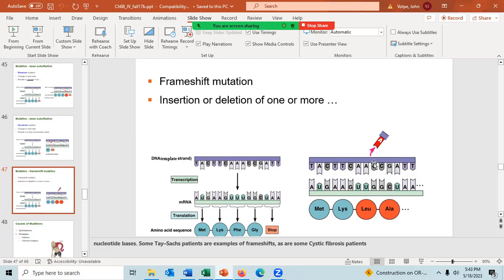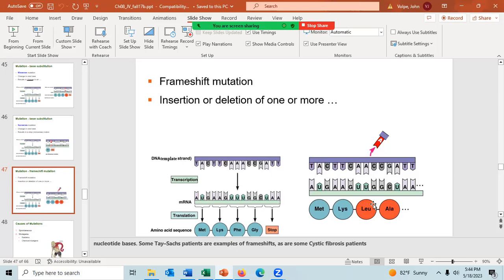So after the frame shift mutation, you permanently change the protein. And so instead of being methionine, lysine, phenylalanine, glycine, and stop, it goes methionine, lysine, leucine, alanine, and then will continue until the stop codon is reached. And that's a frame shift mutation that occurs when there's one addition or one deletion, or when there's multiple additions or deletions, with one exception. Okay, everyone understand the frame shift mutation?